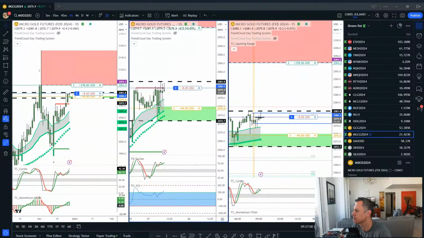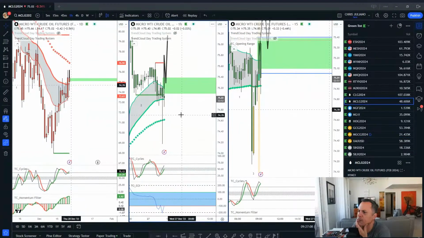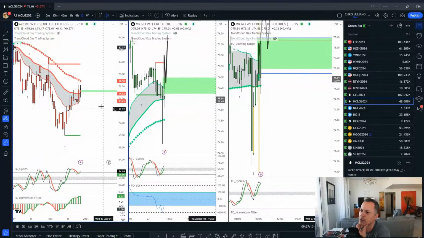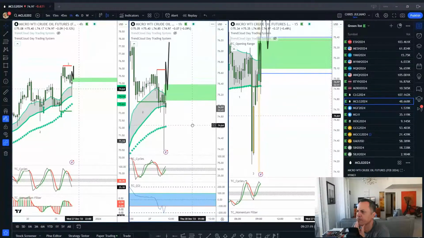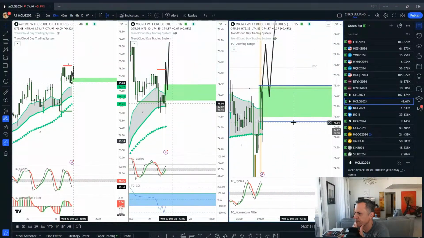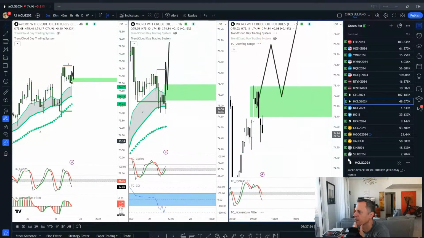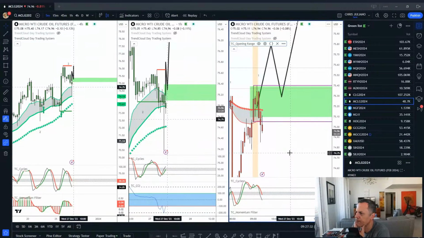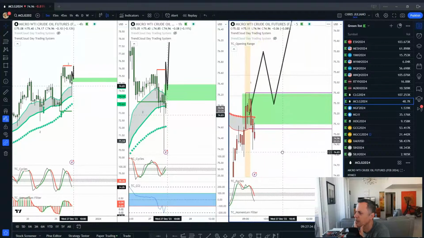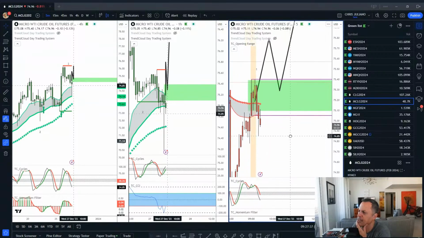Let's go over here and take a look at, go back to the micro crude. 4-hour chart is up. Middle time frame is up. And we need the 5-minute. Okay, 5-minute opening range. And there we go. Breaking out to the downside.